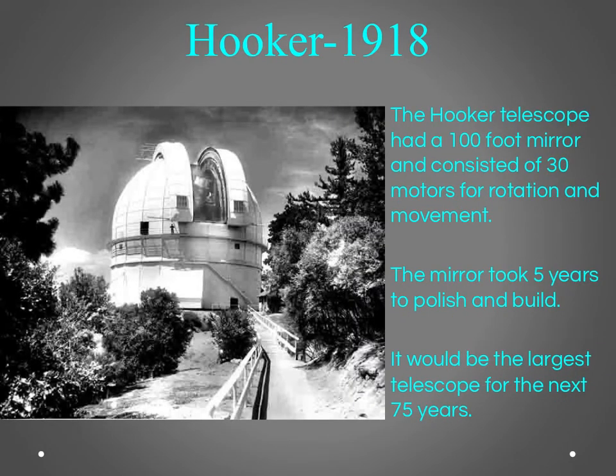Hooker, 1918. The Hooker telescope had a 100-inch mirror and consisted of 30 motors for rotation and movement. The mirror took 5 years to polish and build. So the more specular the image, the more the original object image would be preserved. It would be the largest telescope for the next 75 years.